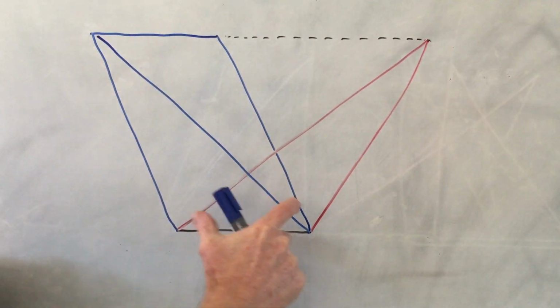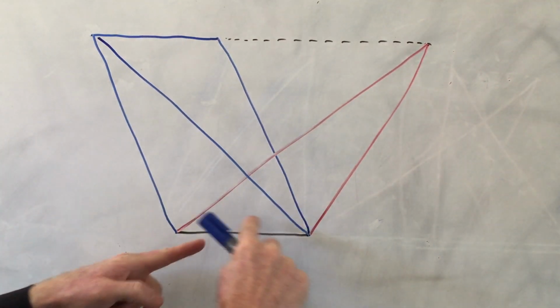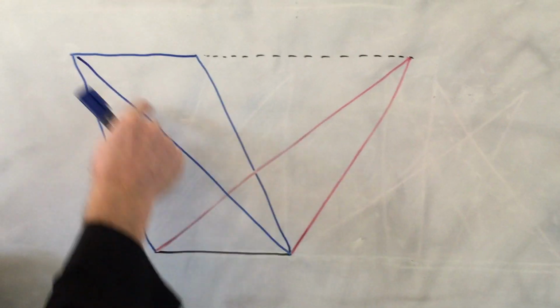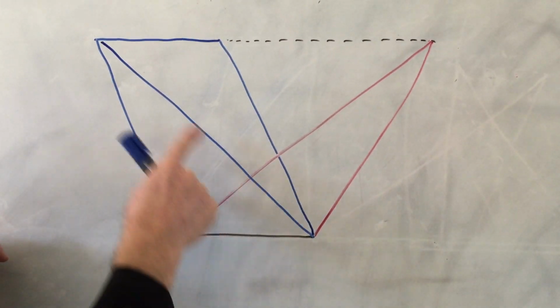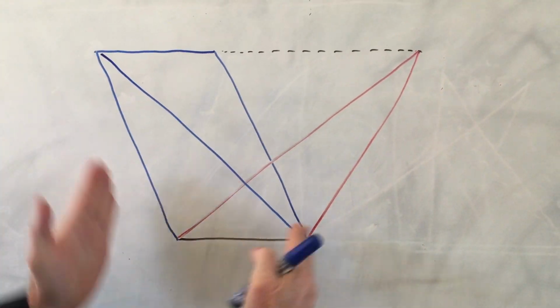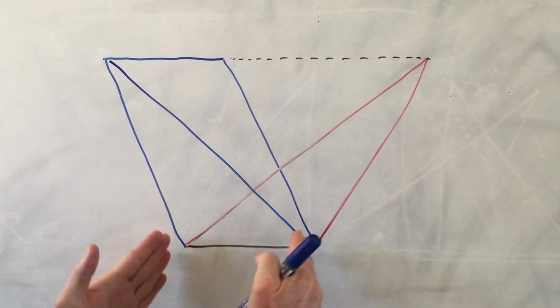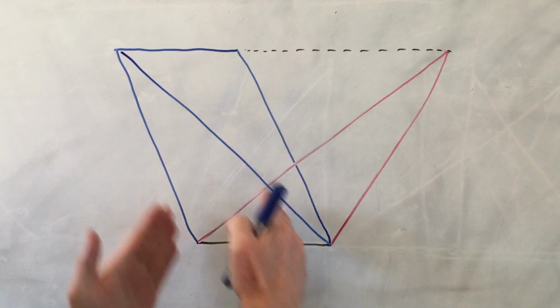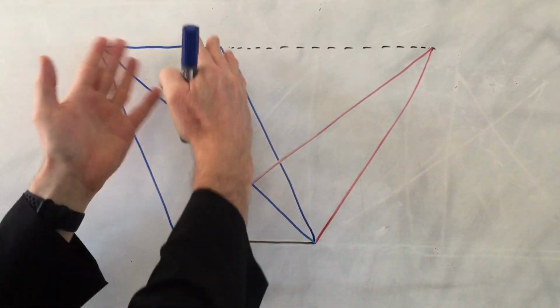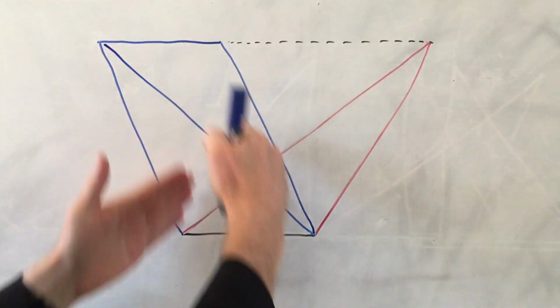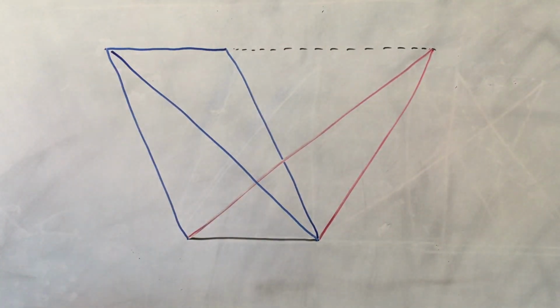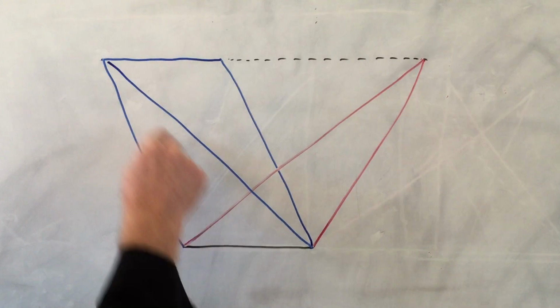But this is half of this. We know that the diameter bisects the parallelogram, so this triangle is equal to this triangle, and the two things make up the whole of the parallelogram. So the whole of the parallelogram must be double one. If the two triangles are equal, the whole is double one of them. So this parallelogram is double this triangle.